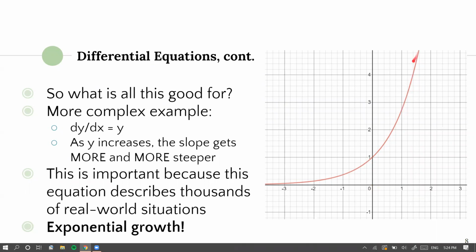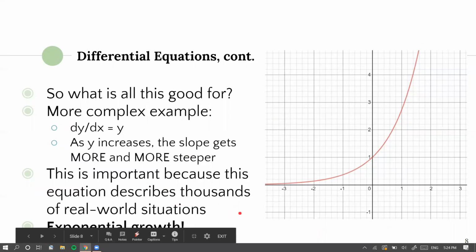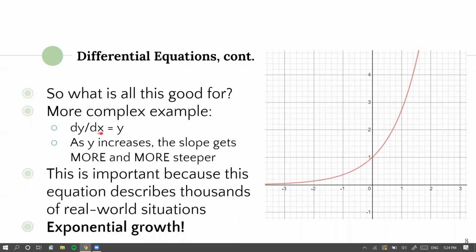So you can see this line is going up and up, and it's going at an even steeper rate. So that's what I mean by the slope increasing. You can see as this y value is increasing, as you go from 1 to 2 to 3, this line is getting steeper and steeper. So this equation describes a lot of real world situations. One especially good situation is the growth of a population. It's a really basic equation if you look at it. It's just saying the slope of this graph is equal to the value of that equation, you know?